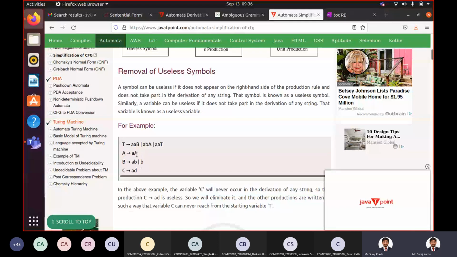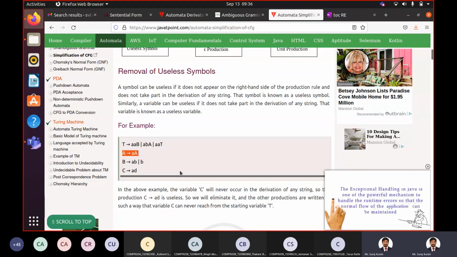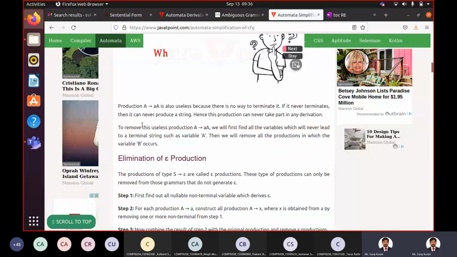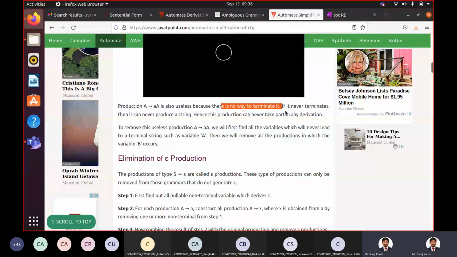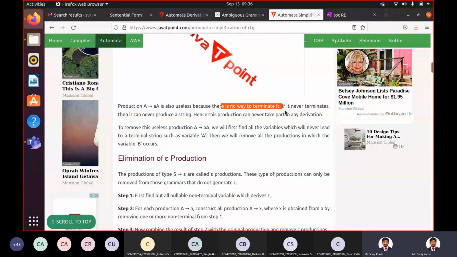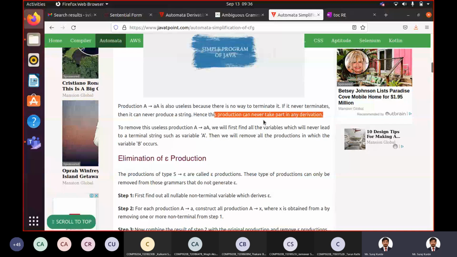Another production, A produces AA. Now A does not terminate anywhere. It will always produce AA, small a, capital A, small a, capital A. That way it is not going to terminate anywhere. So it is again a useless symbol. The production A produces AA is useless because there is no way to terminate it. It is infinite in length, so it is of no use. If it never terminates, then it can never produce a string, so this production can never take part in the derivation of a string.